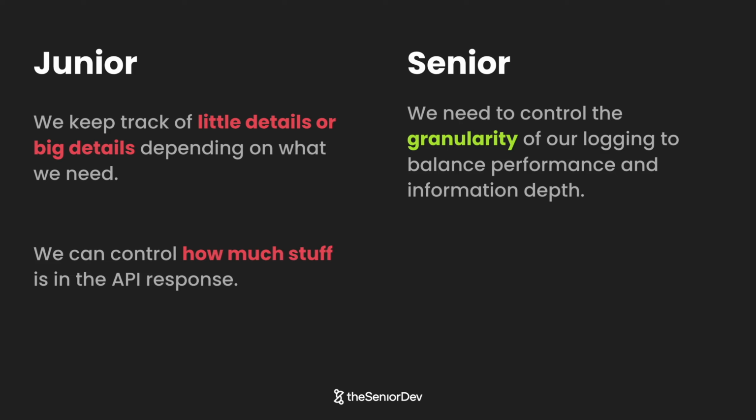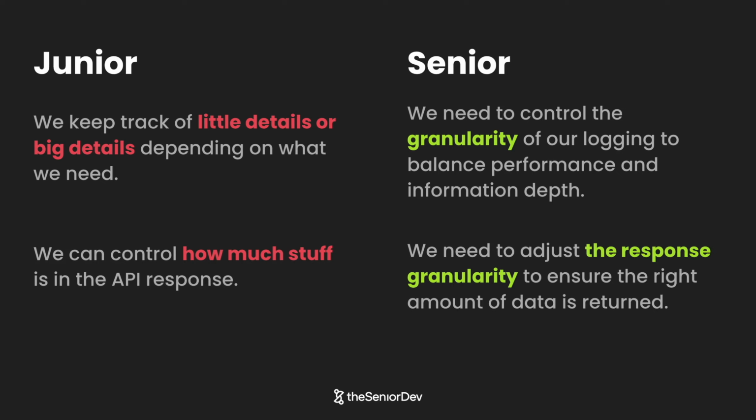A junior would say we can control how much stuff is in the API response, so we can add more or less. A senior would say we need to adjust the response granularity to ensure the right amount of data is returned to the client.